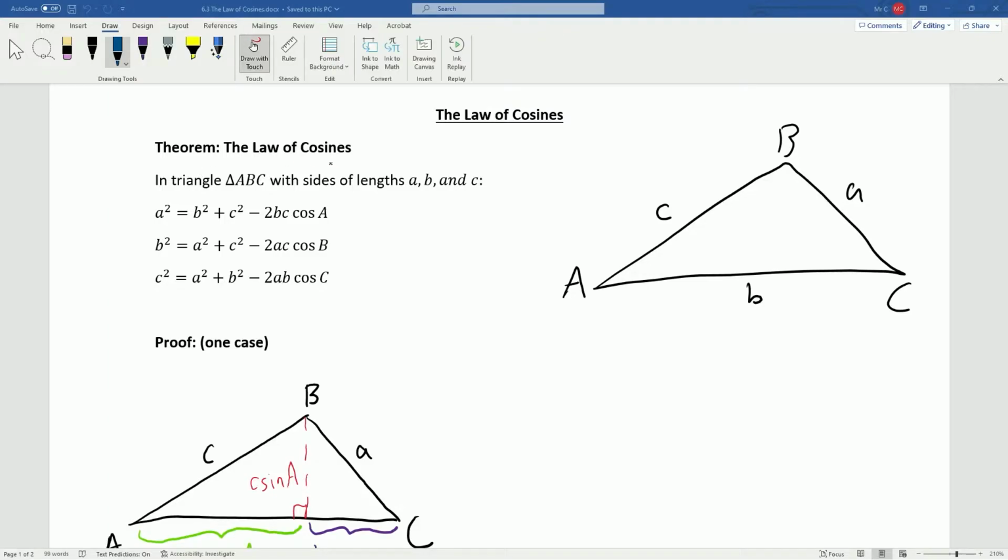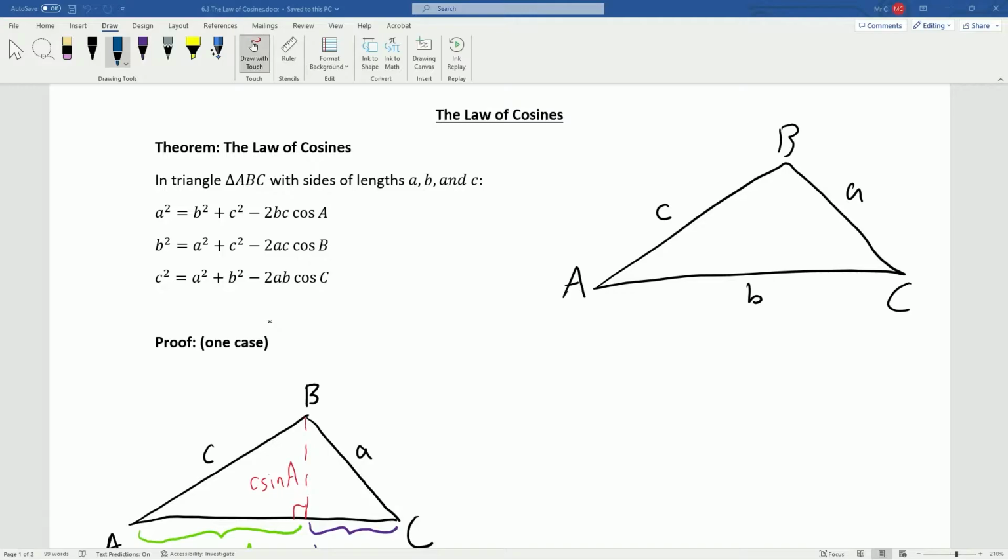Theorem: the law of cosines states that in a triangle ABC with sides of length a, b, and c, a squared equals b squared plus c squared minus 2bc times cosine of the angle A. b squared equals a squared plus c squared minus 2ac times cosine of the angle B. c squared equals a squared plus b squared minus 2ab times cosine of the angle C.